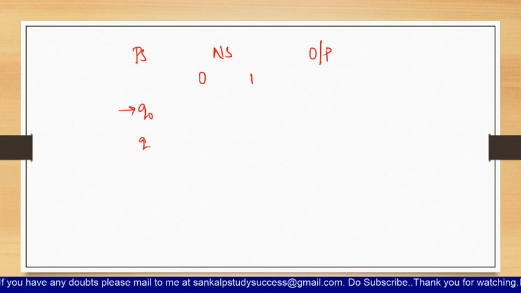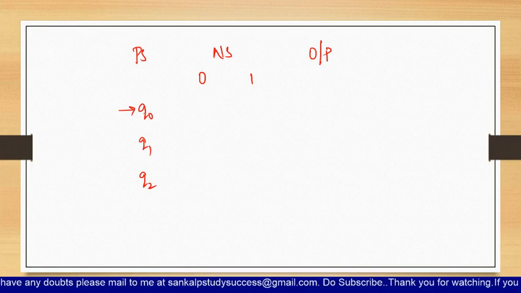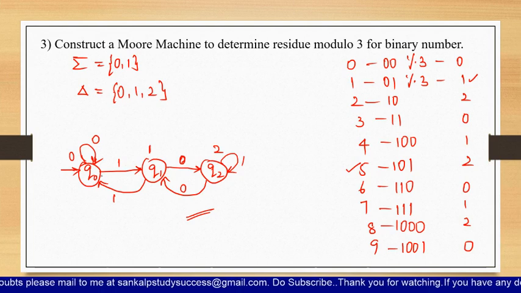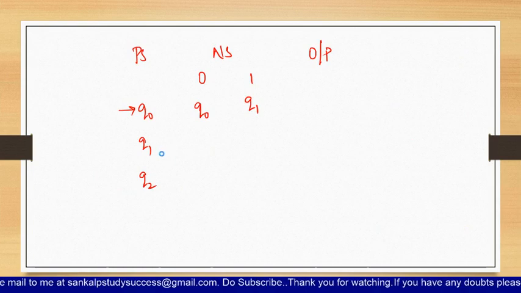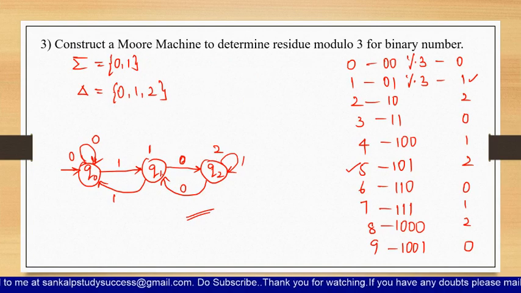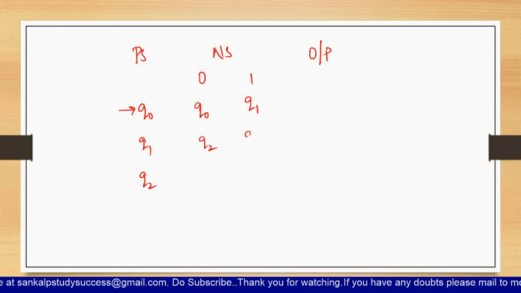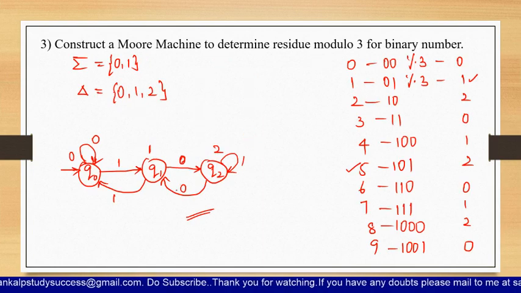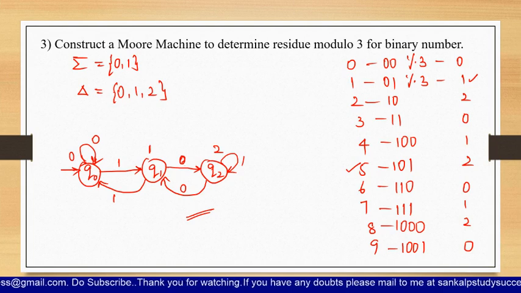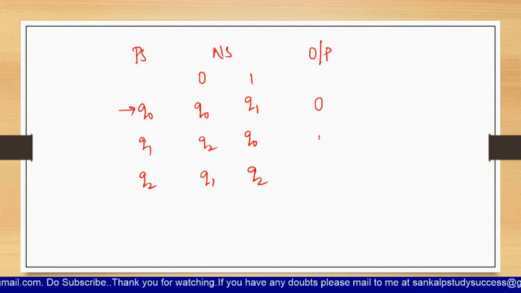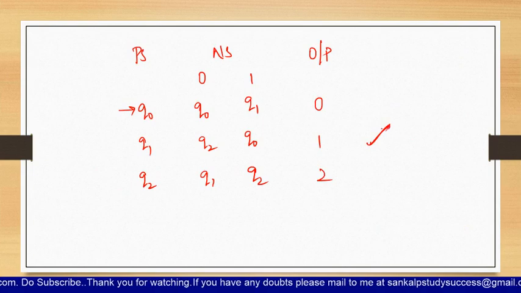We are having 3 states Q0, Q1 and Q2, where Q0 is the initial state. If you apply 0 to Q0, it is going to Q0, and 1, then it is going to Q1. For Q1, if you apply 0, it goes to Q2, and 1 goes to Q0. And for Q2, if you apply 0, it goes to Q1 and for 1, it goes to Q2. So the outputs of Q0, Q1 and Q2 are 0, 1 and 2. In this way, we are going to draw the transition table. So this is about the Moore machine.